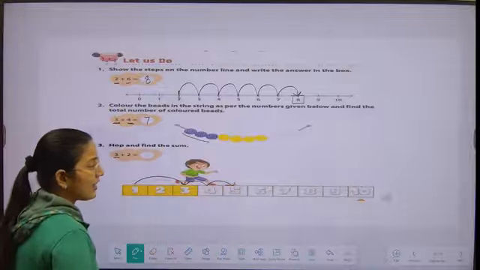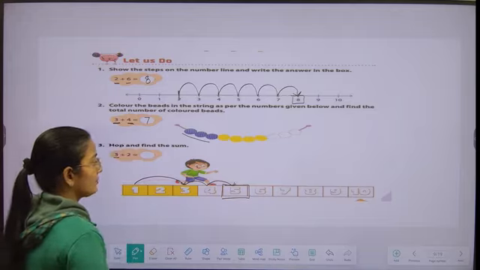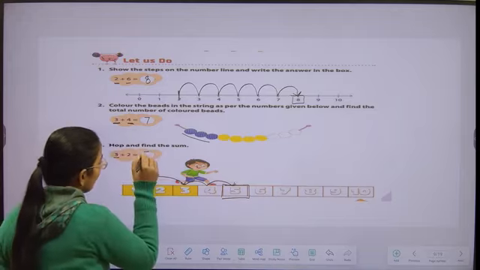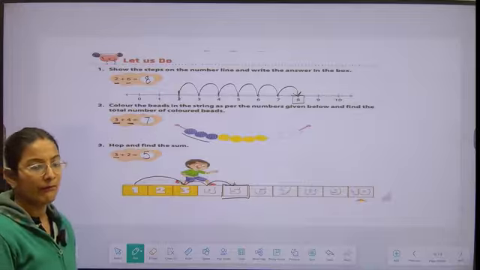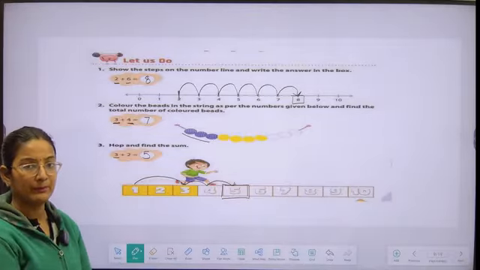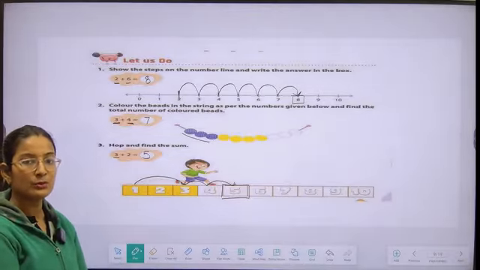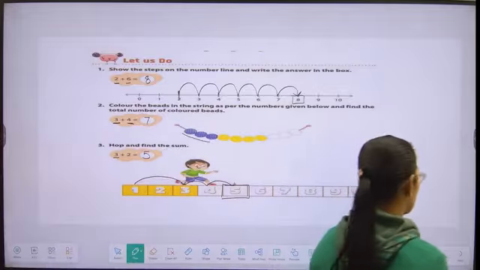So what is our answer? We are coming to number 5. So what do we have to do? We have to write the number 5 in the blank circle with the help of the hopping numbers. Everyone is understanding how to do this? Very good, students. Let's do the next one.